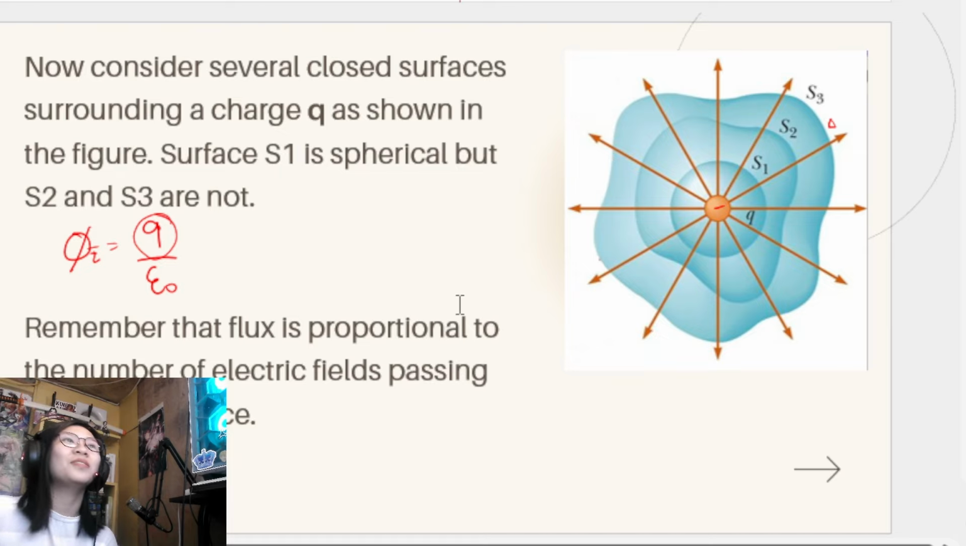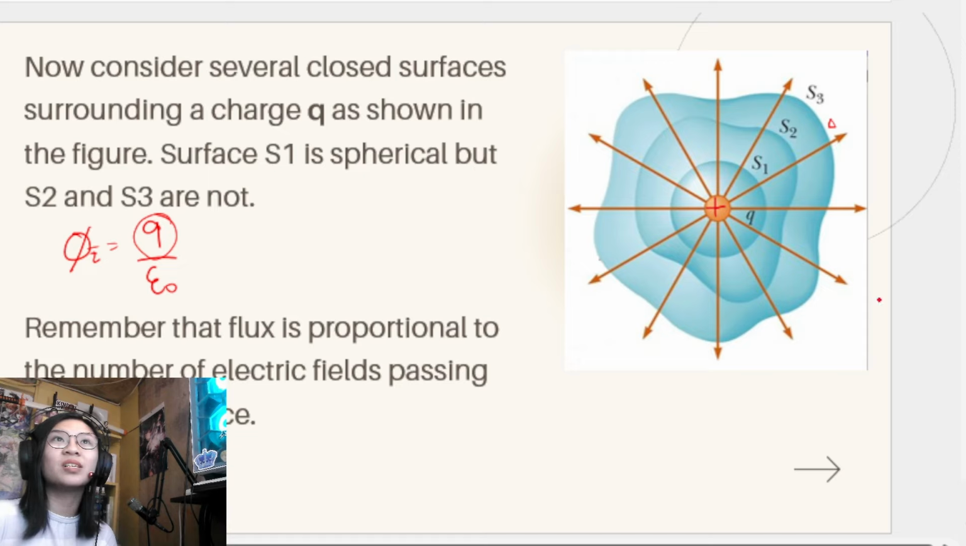Okay, so for example, we have here a charge. This is a positive charge because it is radially outward ang iyahang direction. Radially outward. So how can we solve for its electric flux? Okay, so we have here three surfaces.